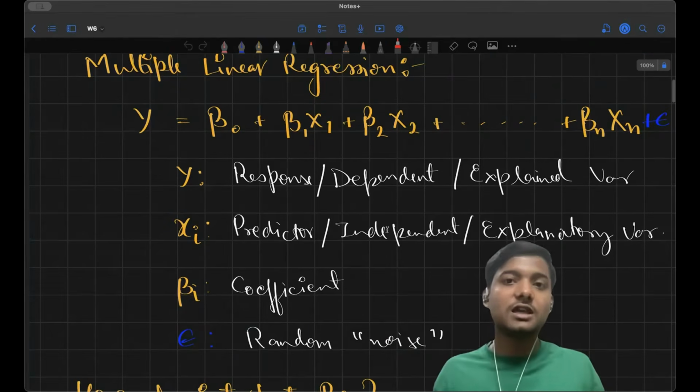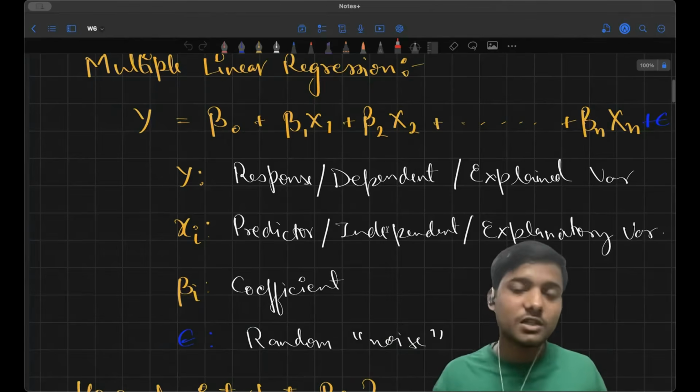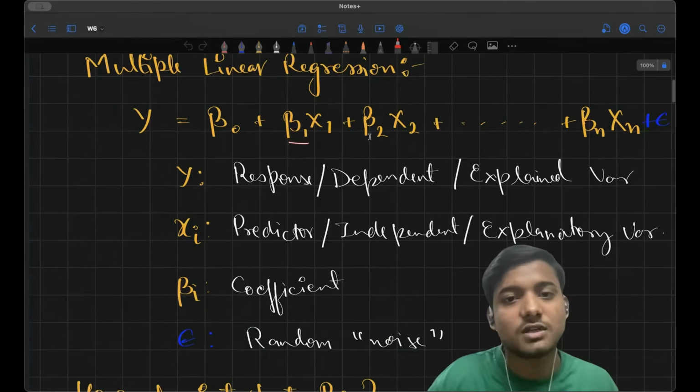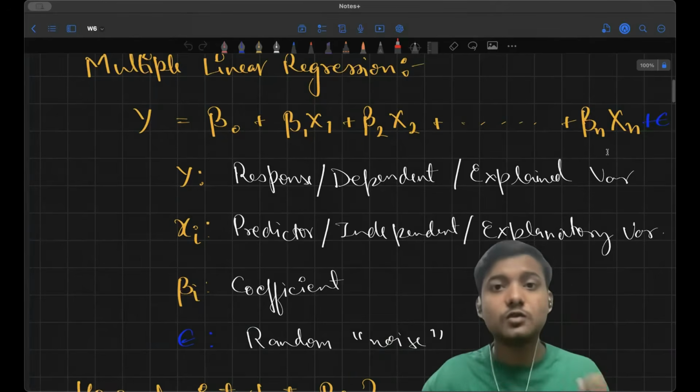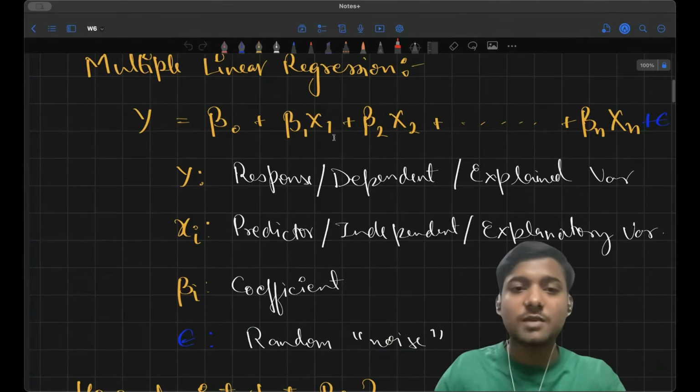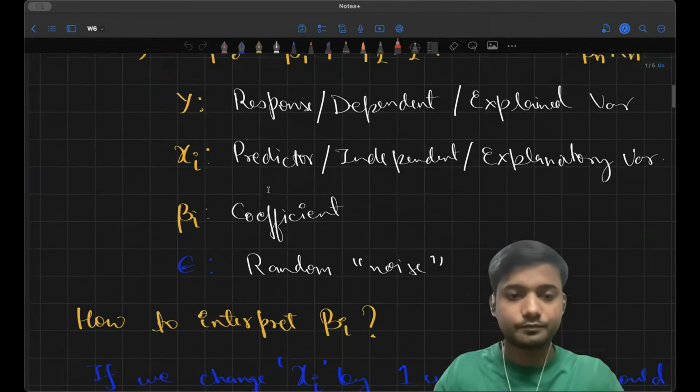Basically, instead of taking the entire population, you have access to some samples, and using those samples, you try to estimate these things, beta 1, beta 2, beta naught, and all that stuff. You try to estimate them so that you can combine them and then proceed further.